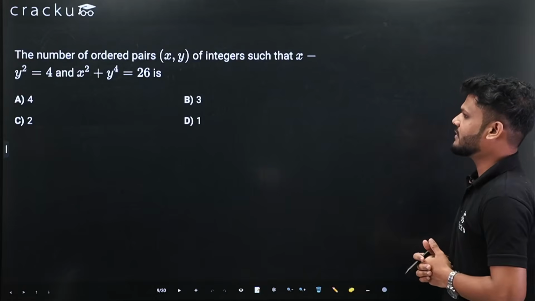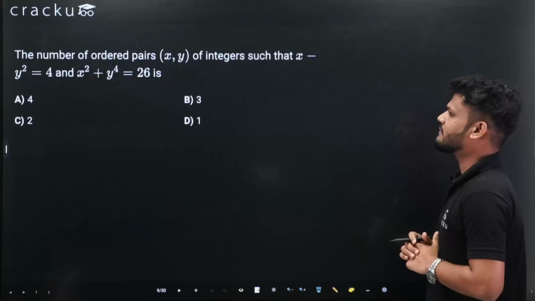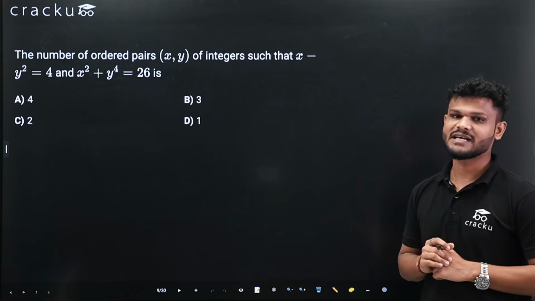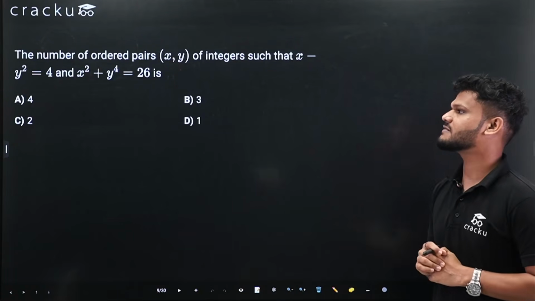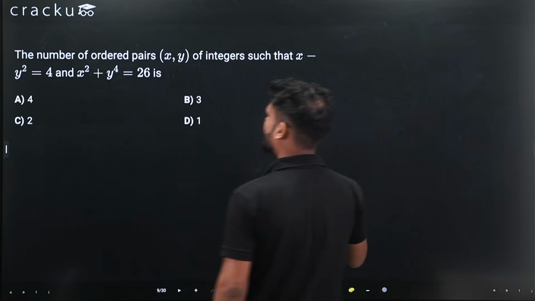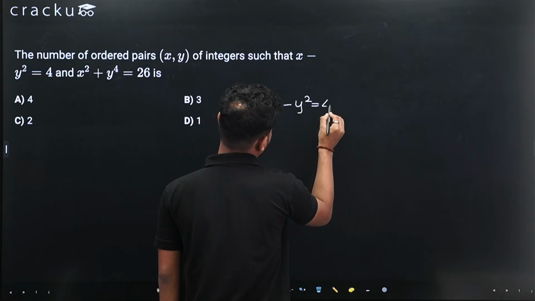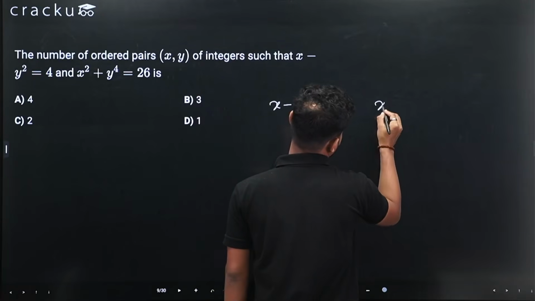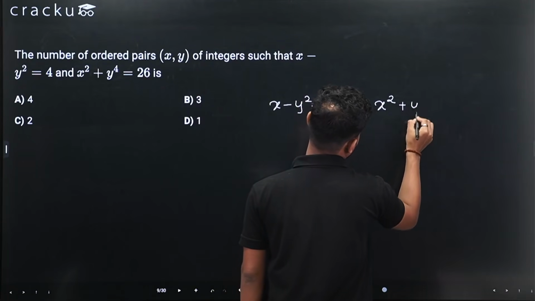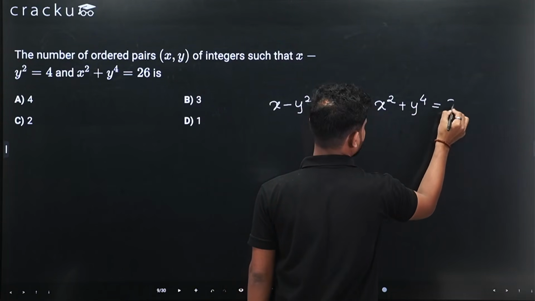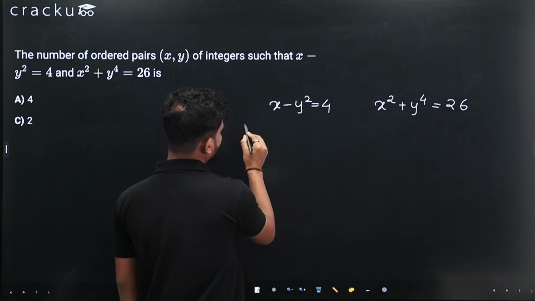In this question we are given the number of ordered pairs x comma y of integers such that x minus y square equal to 4 and x square plus y raised to 4 equal to 26 is what? So we have x minus y square equal to 4 and x square plus y raised to 4 is given as 26. Now what can you say?